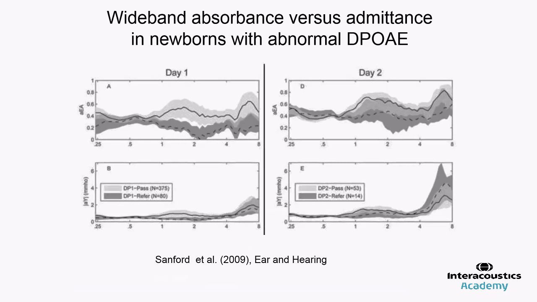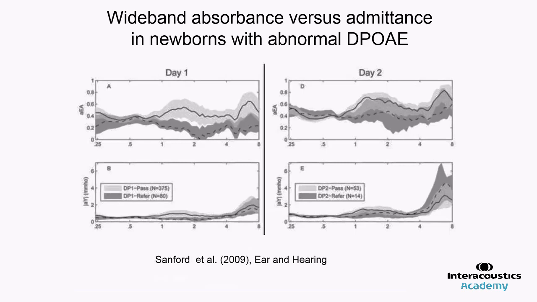And often it's due to retained mesenchymal tissue that might be in the middle ear after premature birth. So these middle ear problems look a lot like otitis media with effusion when you look at wideband absorbance. It's a different problem because it's present from birth, so it's not an infectious process, but still it's tissue in the middle ear that's causing a decrease in middle ear transmission.